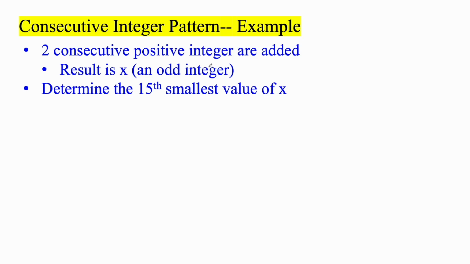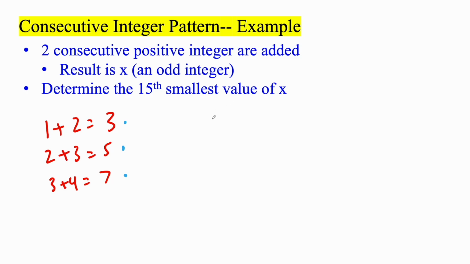That's a condition. Determine the 15th smallest value of x. So they're consecutive positive integers. The smallest integer is 1. So we'll say 1 plus 2 is equal to 3. 3 is odd, that's good. So put a little dot. Then we'll do 2 plus 3, we get 5, which is another odd. Then we'll do 3 plus 4 is equal to 7, another odd.